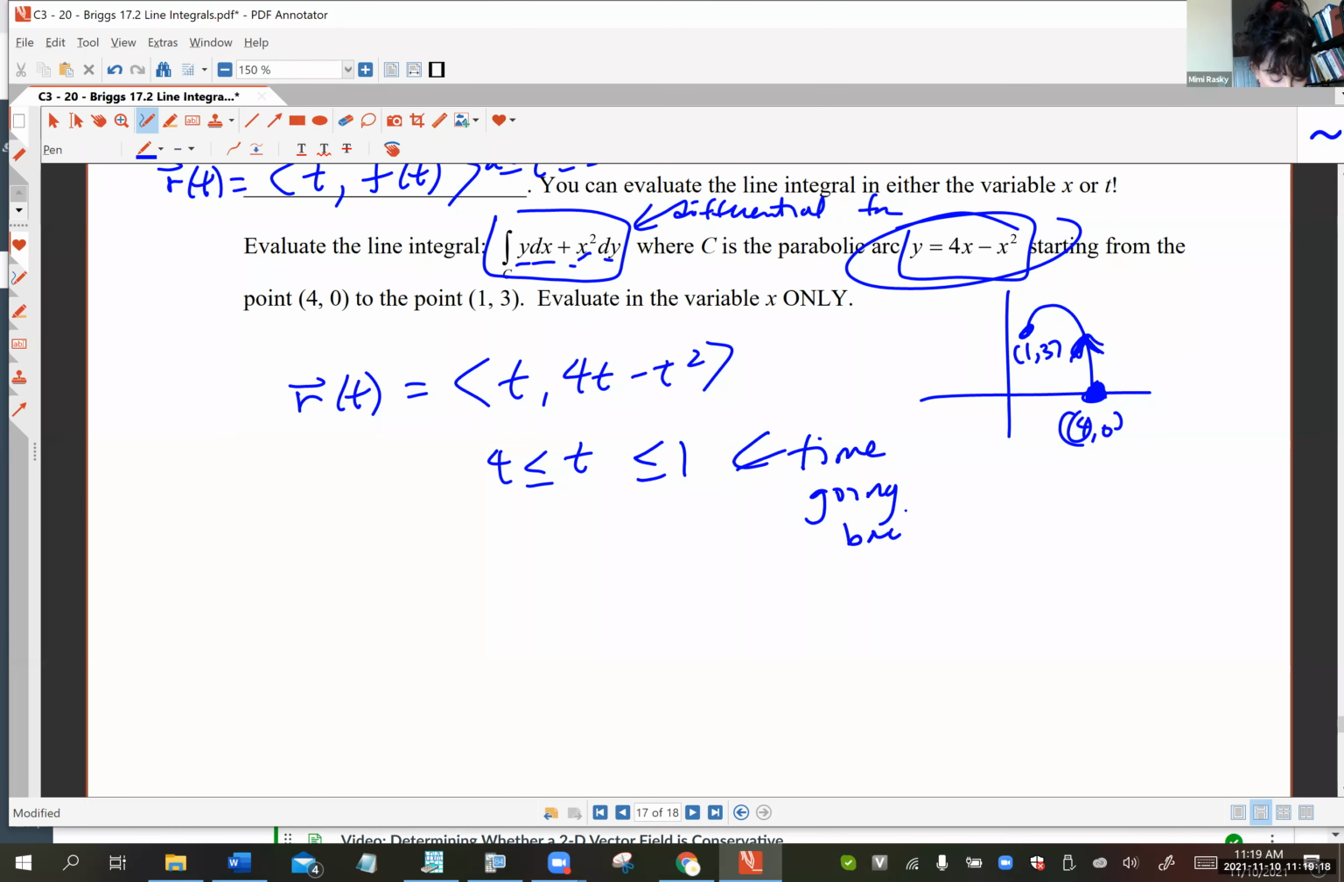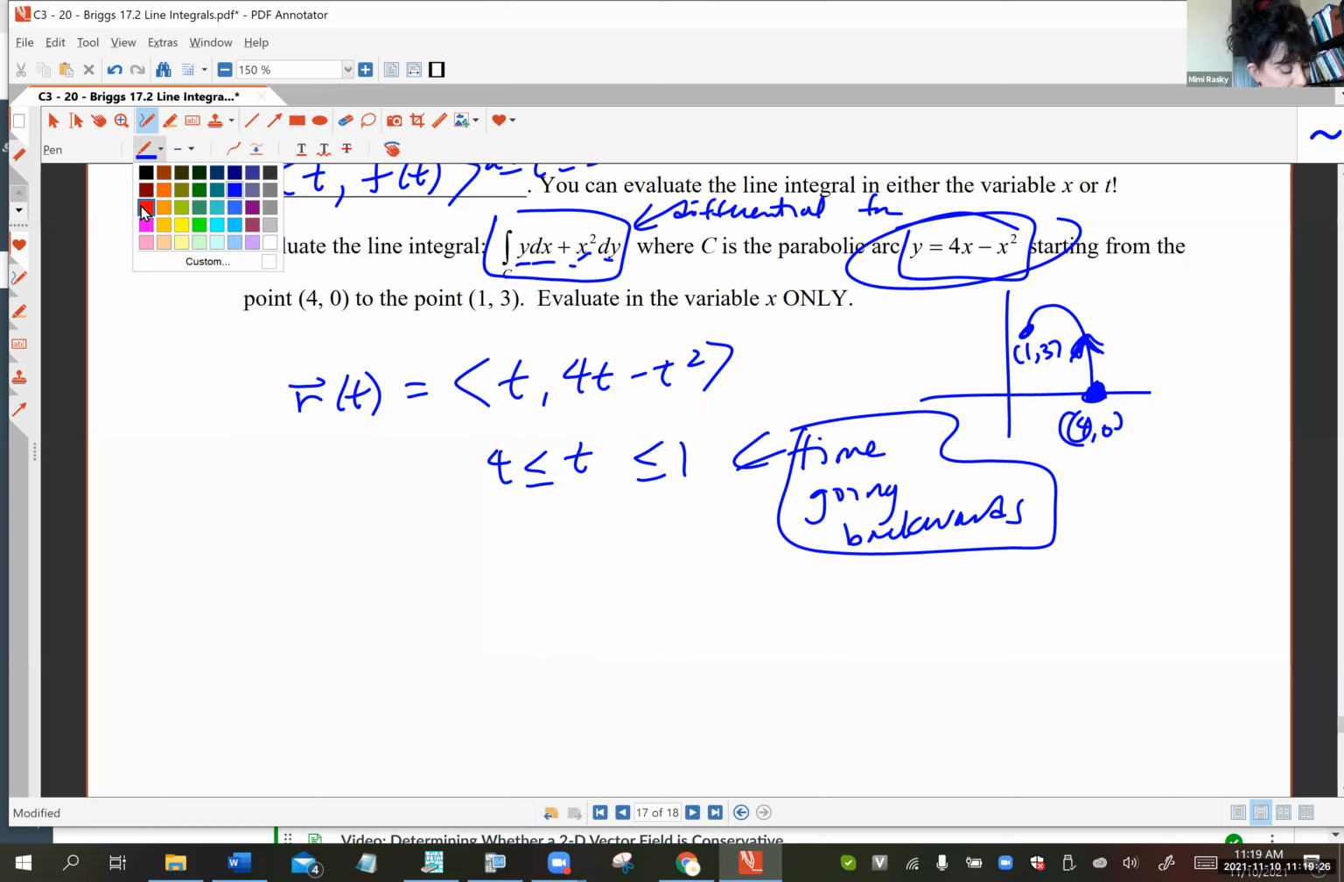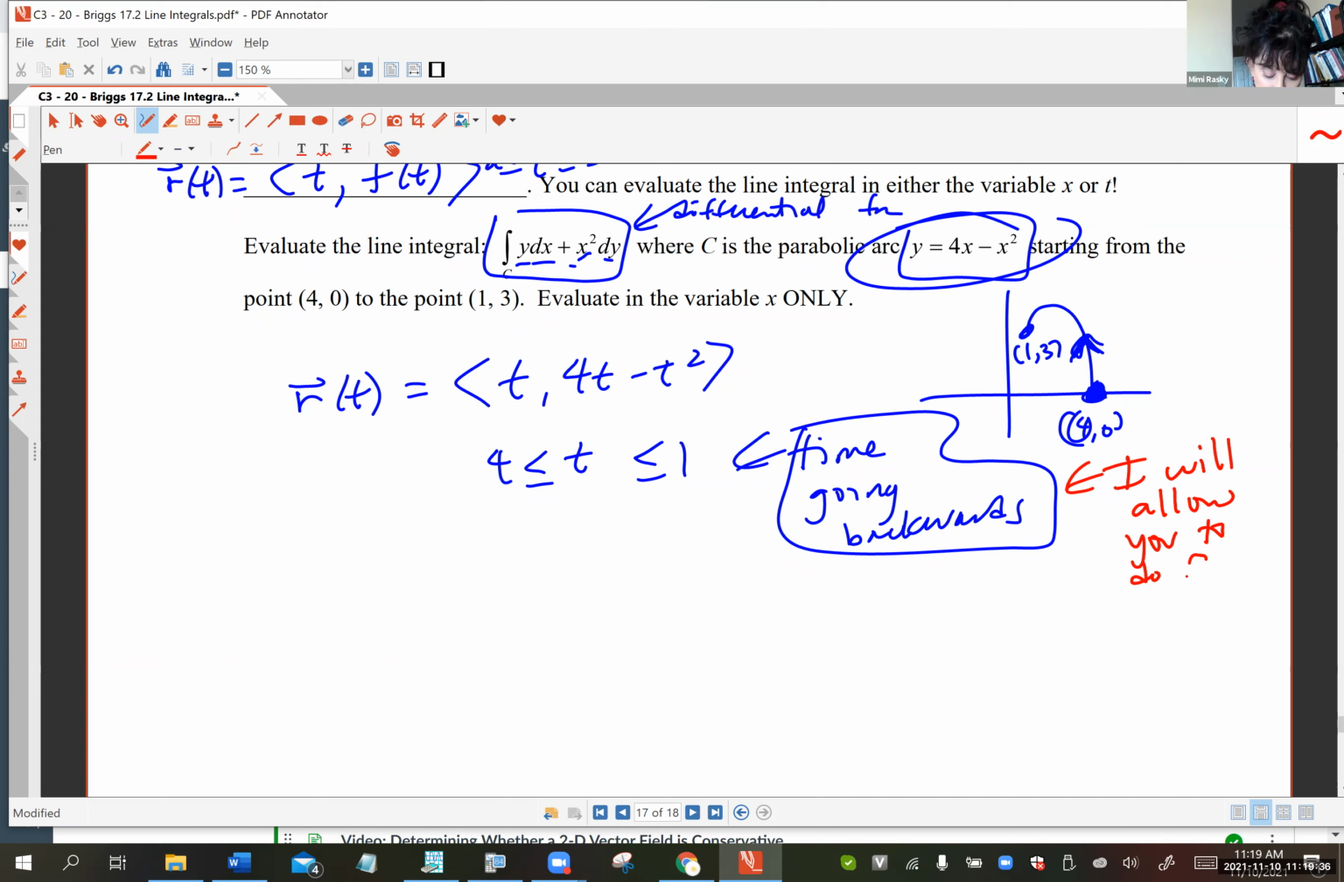Will this work? I will let you have time going backwards for type 2 and type 3 line integrals only. I will forbid it for type 1 because that's mass of a wire. So I will allow you to do this for the type 2 and type 3 line integrals. Those are the ones that have to do with vector fields. I'll let you have time going backwards. But keep it going backwards. I mean, once you change lanes, you're going backwards, okay?